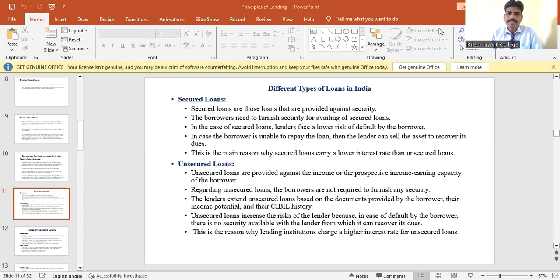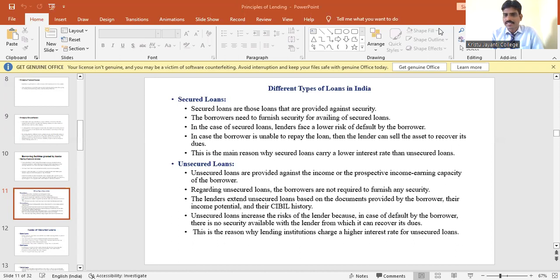Then another type is unsecured loans. If any borrower takes a loan from the bank without giving any security or collateral, it is known as an unsecured loan. So unsecured loans are provided against the income and repayment capacity of the borrower. For example, a personal loan. We can apply and take a loan from any bank, and there is no need to provide any asset or collateral to the bank. So for unsecured loans, the borrowers are not required to furnish any securities.